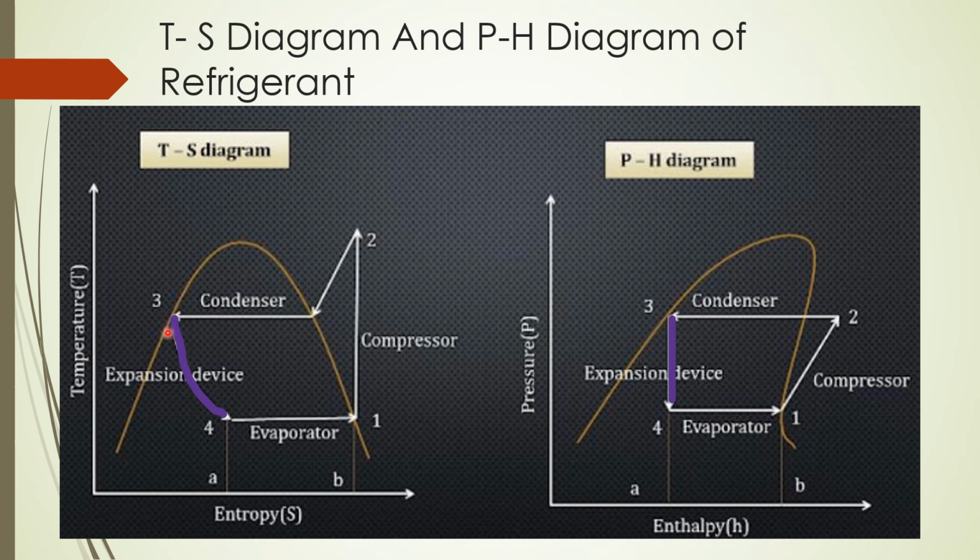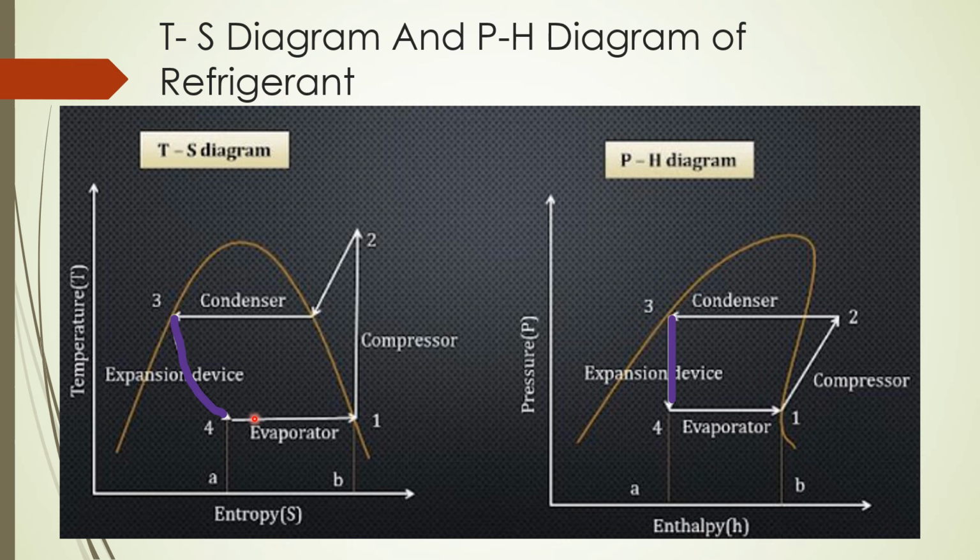In process 3 to 4, we have throttling expansion. In this process, high temperature, high pressure liquid refrigerant is converted into low temperature, low pressure liquid plus vapor. This process is generally carried out in an expansion device.